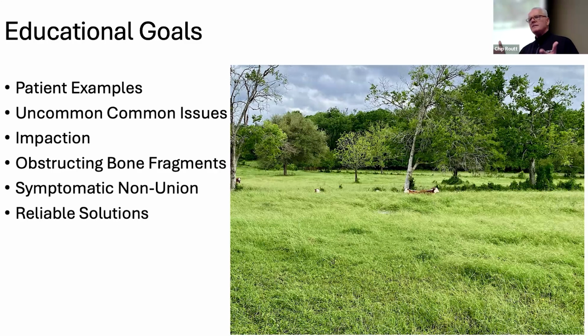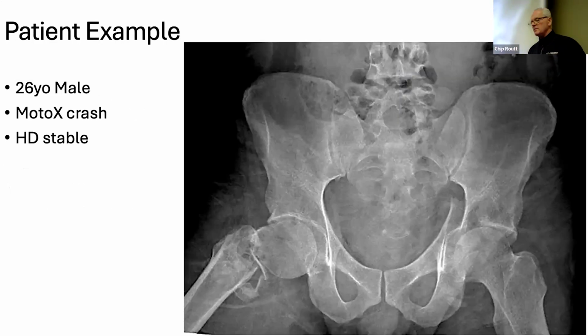We talked about impaction yesterday, so I thought I'd talk about one of those. We talked about some obstructing bone fragments yesterday. We talked a little bit about non-union, but we didn't get too much into it, but we kind of hinted about ramus non-union and what to do. And then I thought it would be a good idea to see that sometimes we have to step a little bit out of our lane, but not too far out of our lane. So let's just start with this, and we'll be interactive.